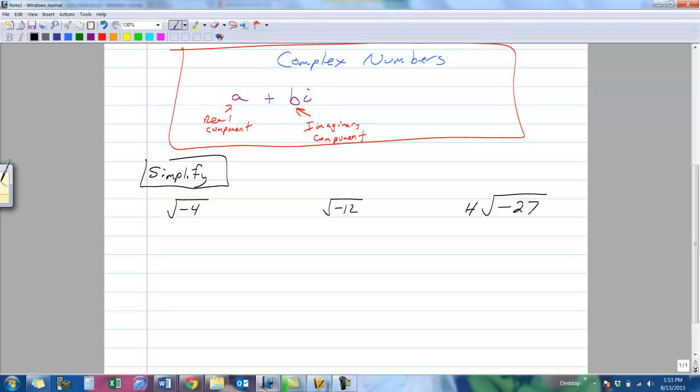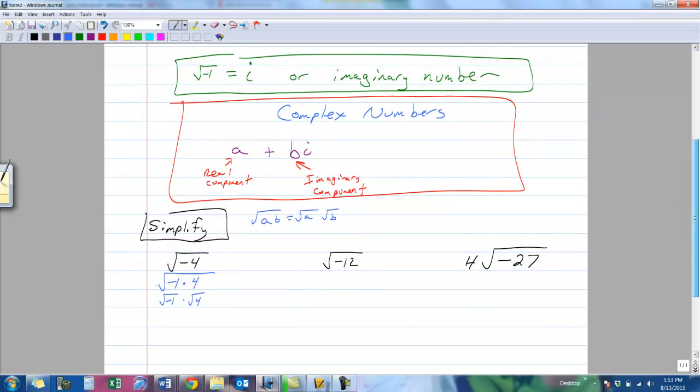The first one, just like yesterday, we talked about square root of 4. Square root of 4 is 2, but because it's got this negative, yesterday we talked about if we have the square root of a times b is the same thing as the square root of a times the square root of b. Think about this one like this. This is the square root of negative 1 times 4. You with me on that? So that means this would be square root of negative 1 times the square root of 4. Square root of negative 1 is, we just talked about that up here, that is i. Square root of 4 is 2.